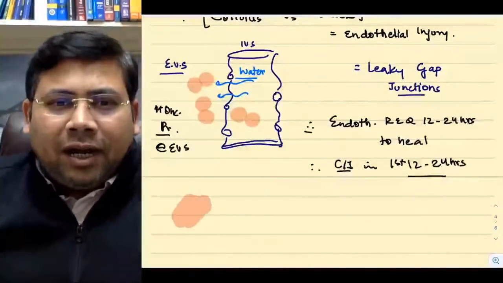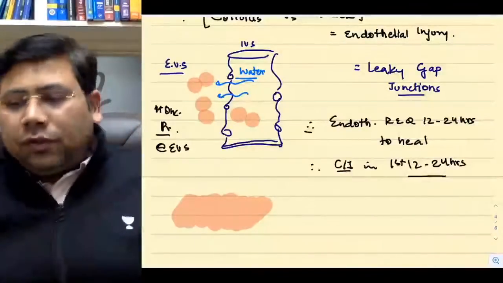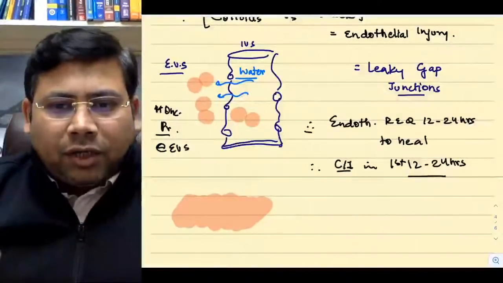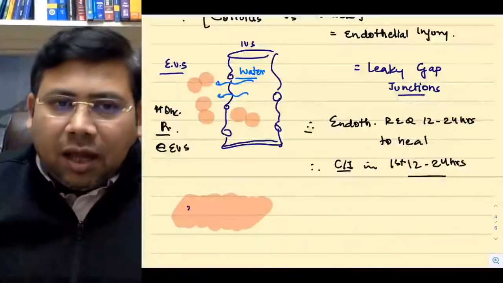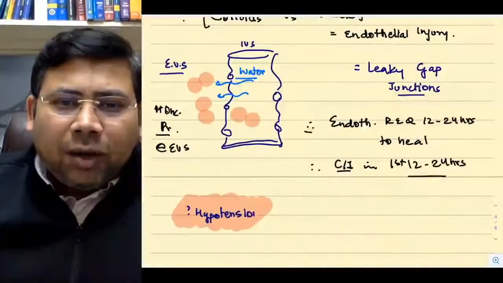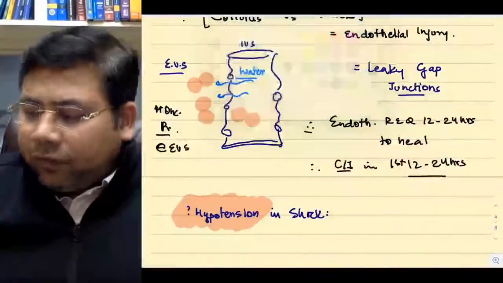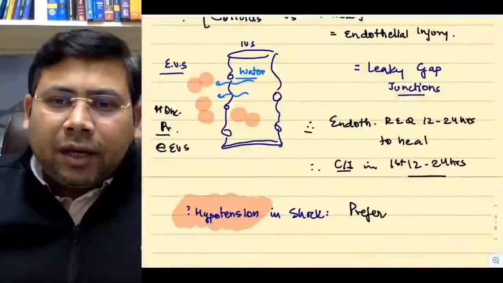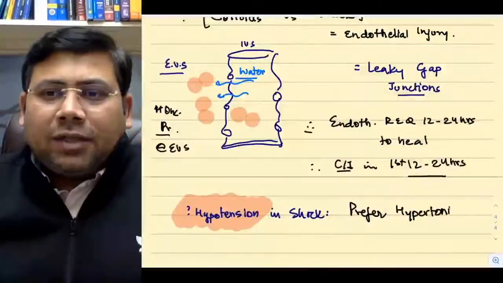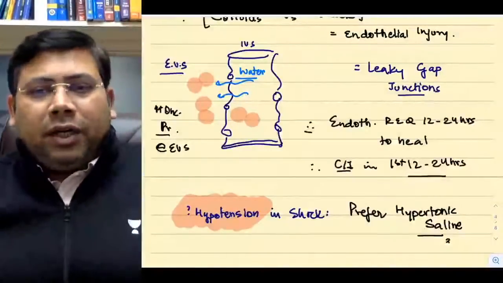Now try to understand, you are desperate, the patient of shock has hypotension. Now how to manage them? How to correct this acute hypotension in shock? Instead of this, prefer hypertonic saline. What is the utility of hypertonic saline? Can anyone tell me the utility of hypertonic saline?